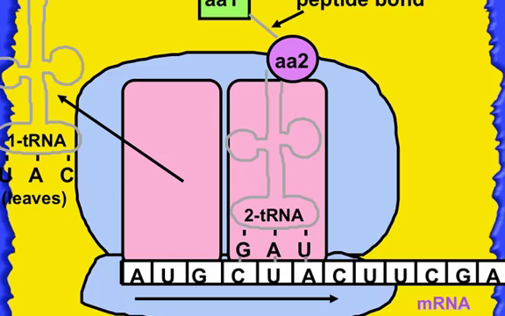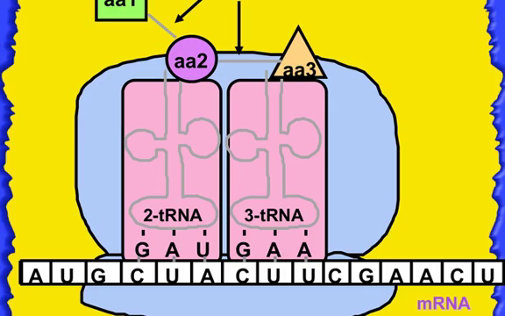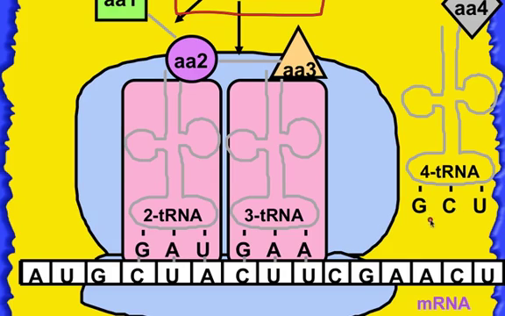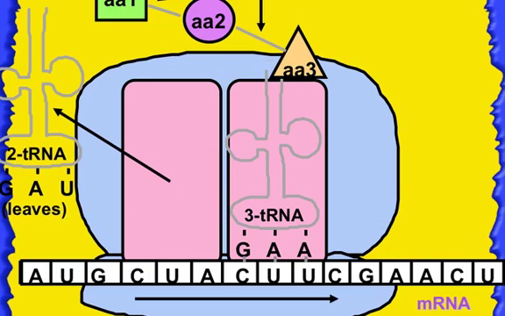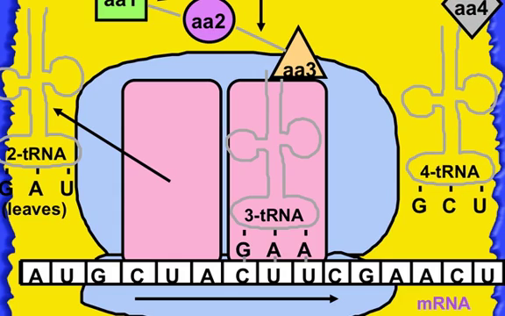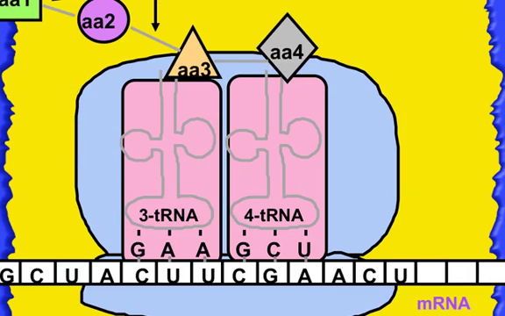Notice that the old transfer RNA right here has left, and the new one is going to slide over, and then the new one is going to come in. And then if you look at the top, you can see that your peptide bonds are starting to attach all of your amino acids. Once again, the next anticodon that's coming in is going to be GCU. Number 2 slides off. Number 3 is going to move over. And then we're going to have amino acid number 4.